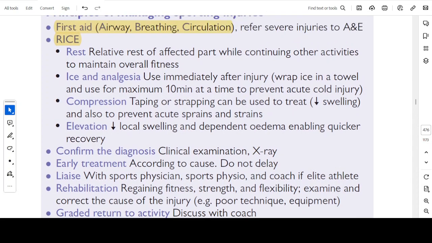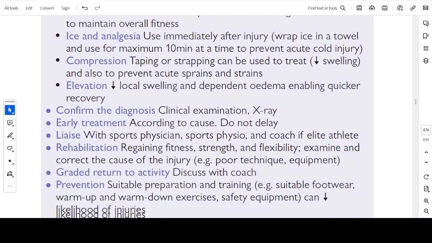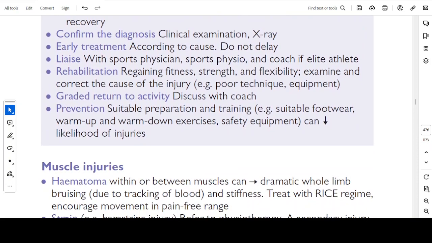So you have RICE. First airway, breathing, circulation, then RICE, then confirm the diagnosis with clinical examination and X-ray. Early treatment according to cause, do not delay. Liaise with the sports physician, sports physio and coach if he is an elite athlete.